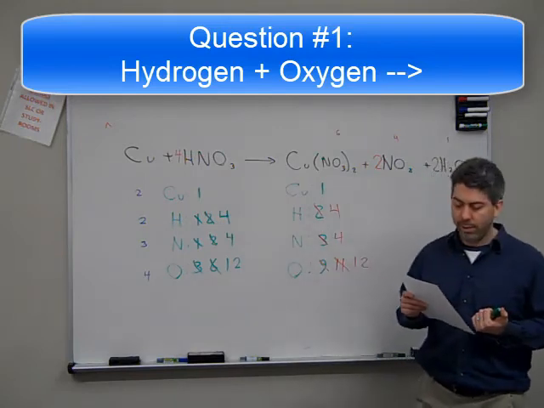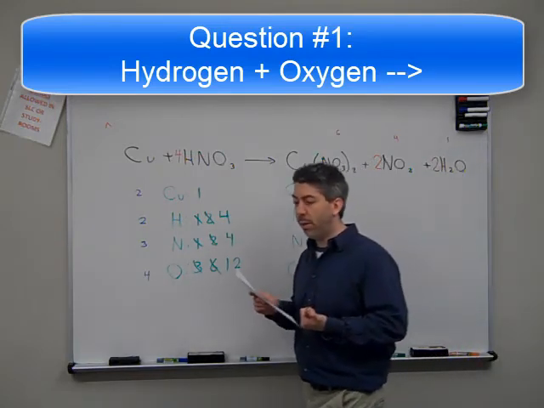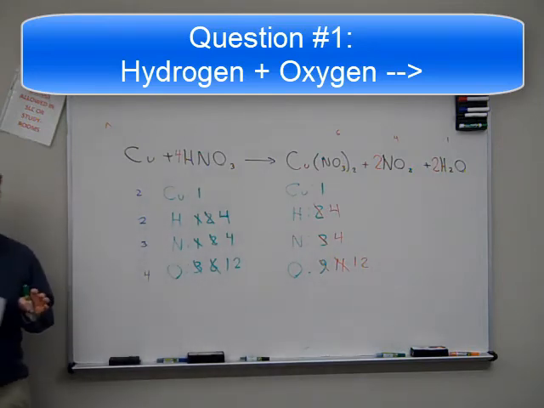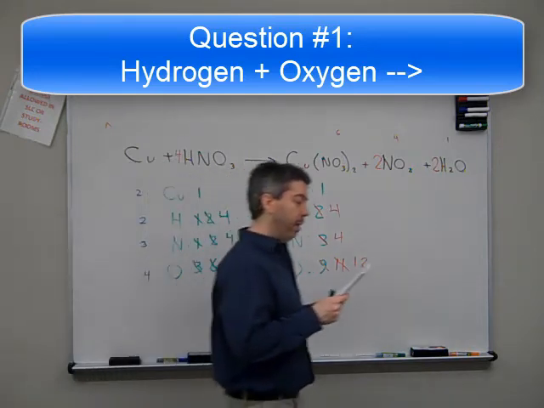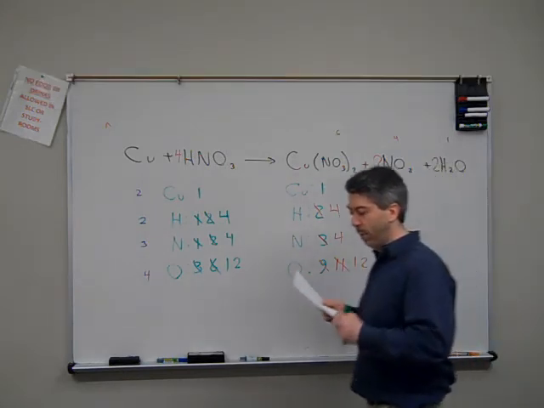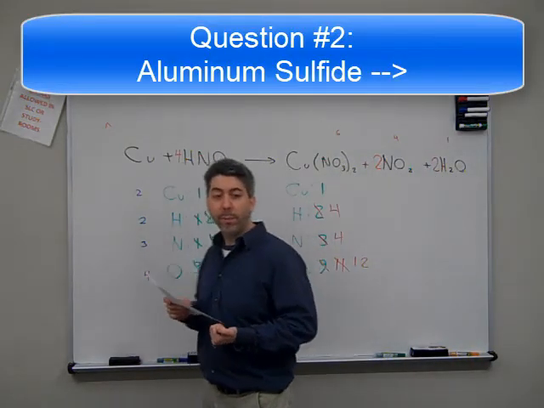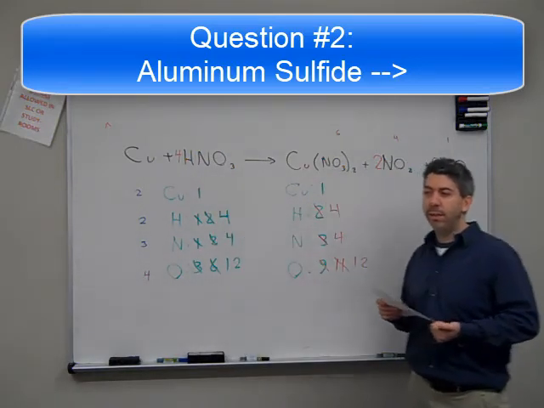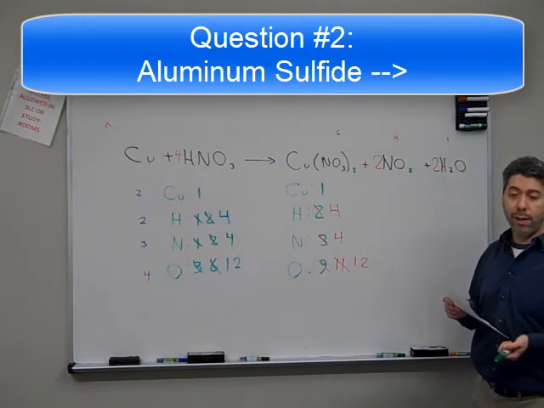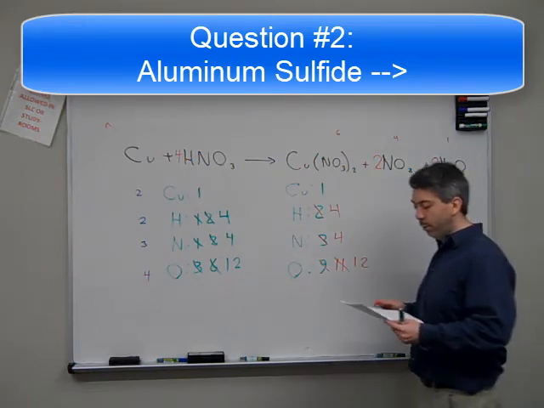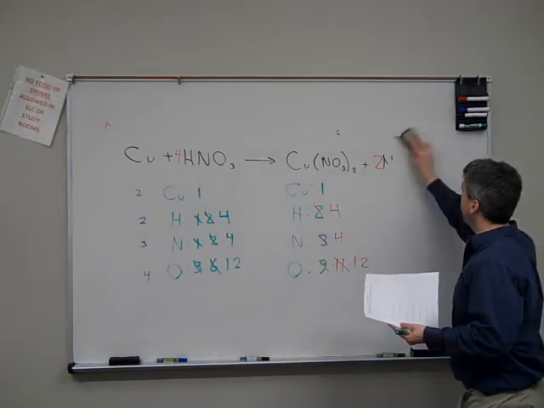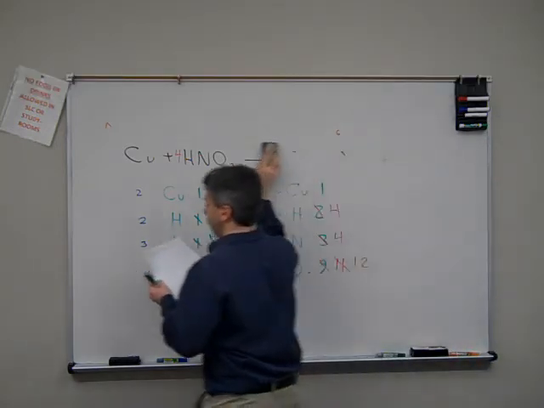Synthesis. How can you tell? Yeah, it's just two elements, so that's the synthesis. You can put an S for that. Now, what about the second one? Decomposition, because all it says is aluminum sulfide, right? And if it's just aluminum sulfide, that's one reactant, that would have to be decomposition. What about number 3?